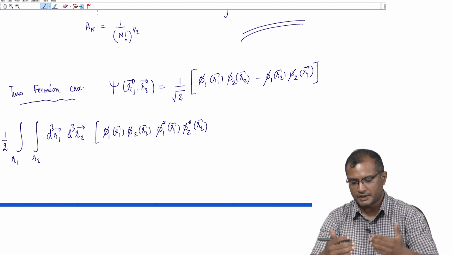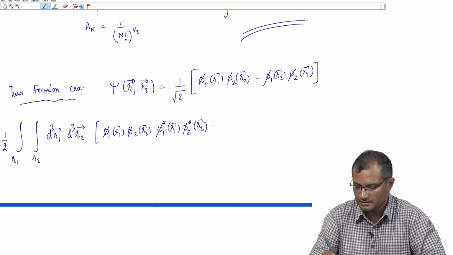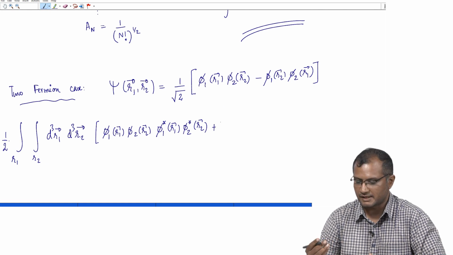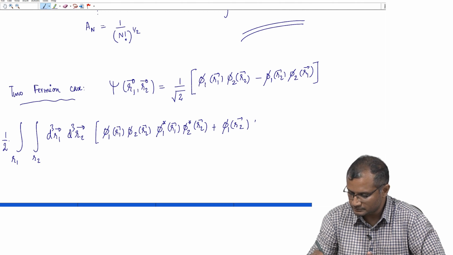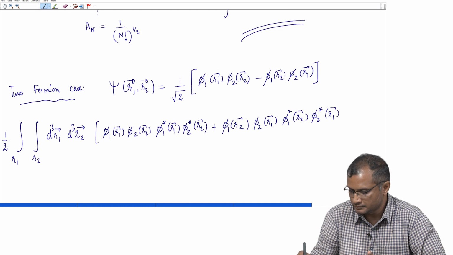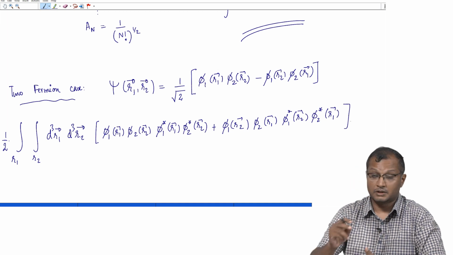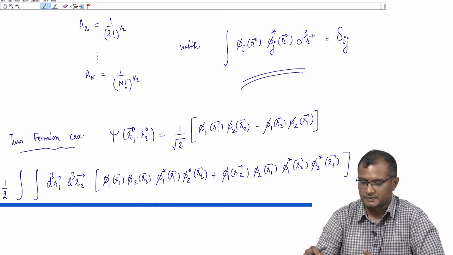Okay. This is multiplied by its own complex conjugate, and the second term is also multiplied by its own complex conjugate. So, that will come with a plus sign now, because minus minus is plus. So, this will be phi 1 r2. The cross terms, by virtue of this orthogonality, will disappear.